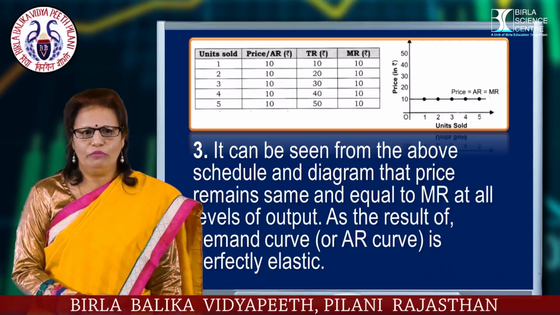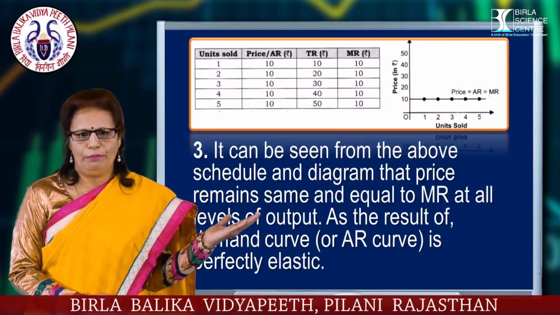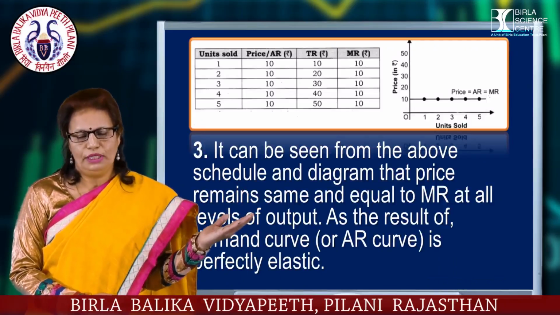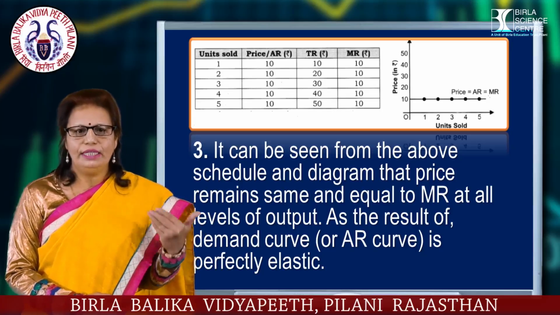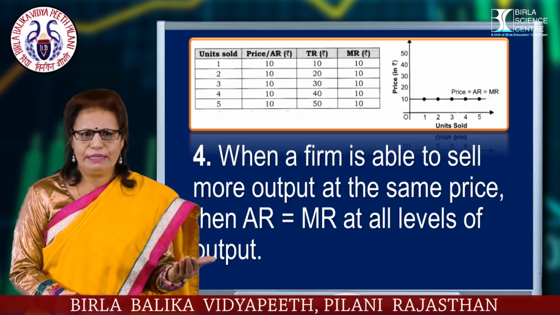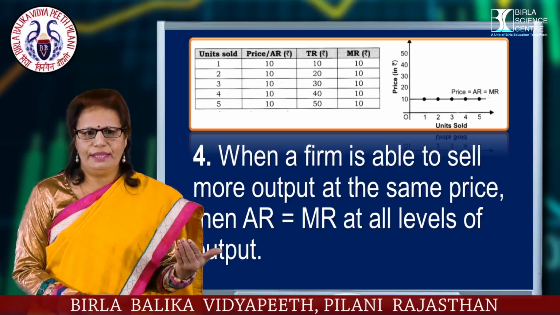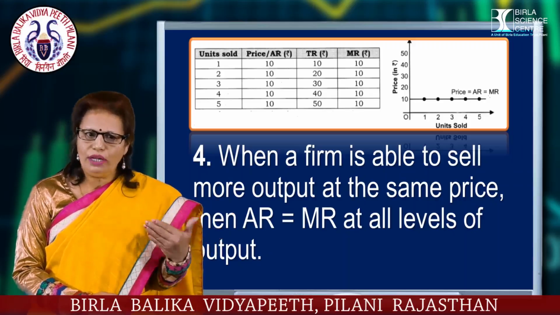It can be seen from the schedule and diagram that price remains the same and equal to MR at all levels of output. As a result of the demand curve, the AR curve is perfectly elastic. When a firm is able to sell more output at the same price, then AR is equal to MR at all levels of output.